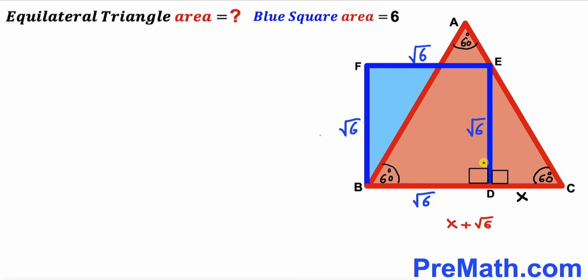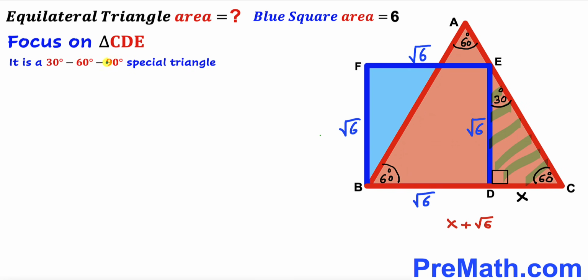Now bear in mind that this angle is our 90 degrees angle, since we are dealing with this blue square. So therefore, this angle CDE is going to be 90 degrees as well. Now we are going to focus on this right triangle CDE. We know this is our 90 degrees angle, this is our 60 degrees angle. So therefore this angle has got to be our 30 degrees angle. And now we can see that this triangle CDE is our special 30, 60, 90 triangle.